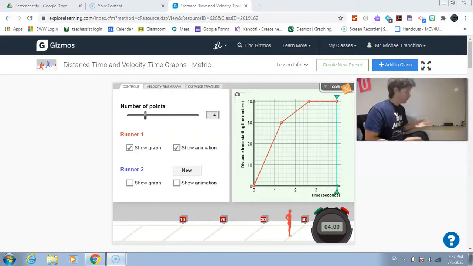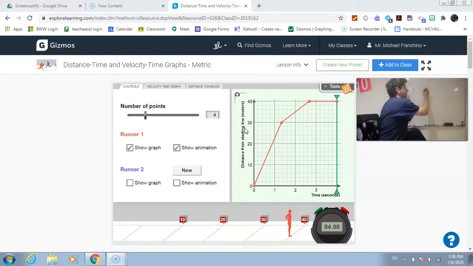All right, so we have 3 types of motion graphs that we analyze. We have DT graphs, and that D stands for position. It doesn't stand for distance, it doesn't stand for displacement, it stands for position. So these are position time graphs. On the graph we're looking at on the computer, it says distance from starting line. Even though they're using the word distance, it's distance from a certain origin. And so that's the definition of position, right? Where you are from a certain frame of reference, from a certain point of origin for a certain coordinate system.